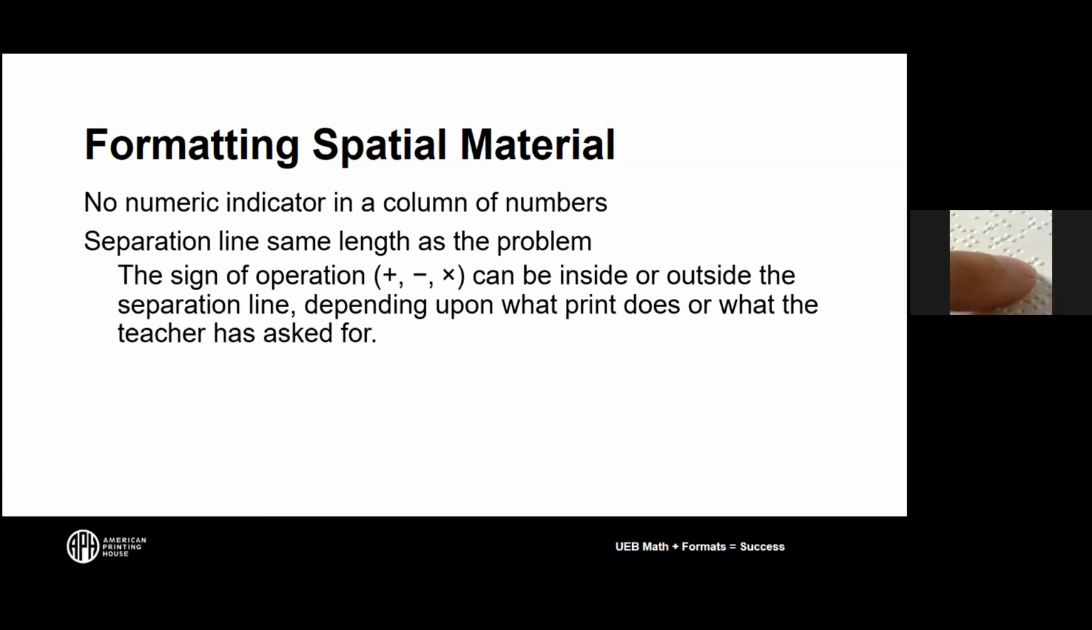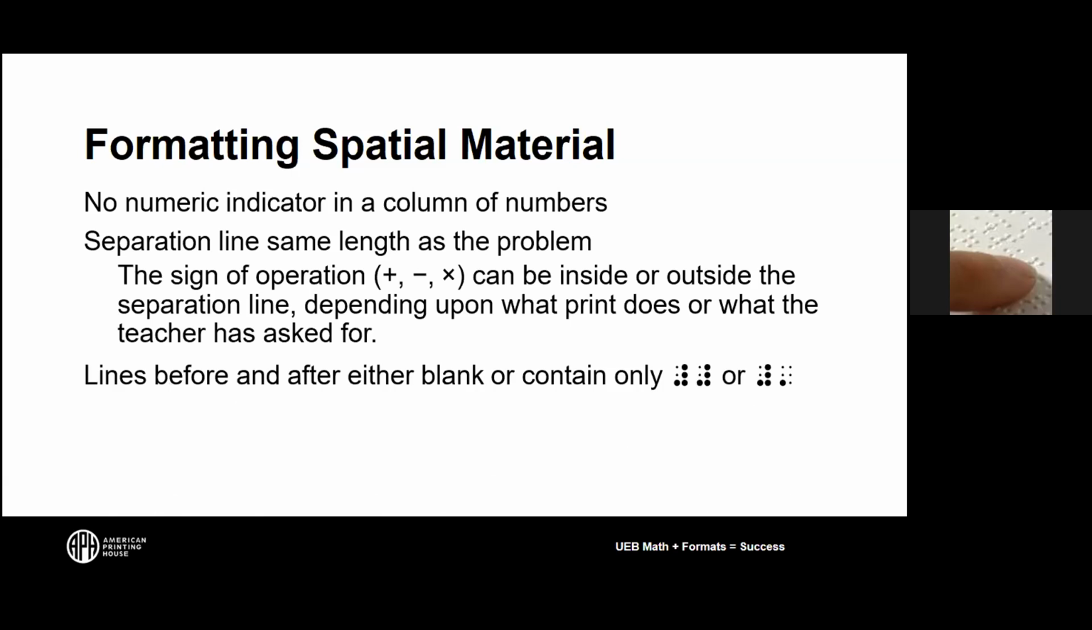Here's the sign of operation. It can be inside or outside the separation line. It depends on what print does and or what the teacher has asked for. Lines before and after either are blank or contain only the numeric passage indicator or the numeric terminator. So what these guys say is instead of just the single numeric indicator, when it says 2 numeric indicators, it's shouting, hey, everything for lines and lines, regardless of spaces, is a number. So you don't have to repeat numeric indicators. And then this guy is the numeric terminator, which says, okay, we're done with that thing that I shouted earlier, that absolutely everything is a number, unless I really say otherwise.